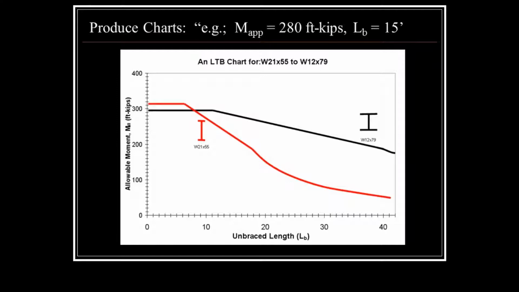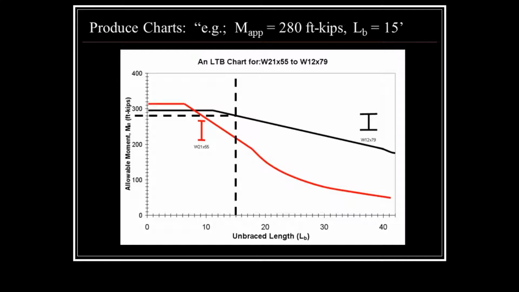We would produce charts. For example, if you knew the applied moment was 280 foot-kips and that the unbraced length was 15 feet, all you would have to do is select a shape that is stronger than that position. You would see that for 280 foot-kips and an unbraced length of 15, the W21/55 is not quite adequate. It only has a strength of about 220. So it's not adequate, but the W12/79 is adequate with a strength of 280 with an Lb of 15 feet.